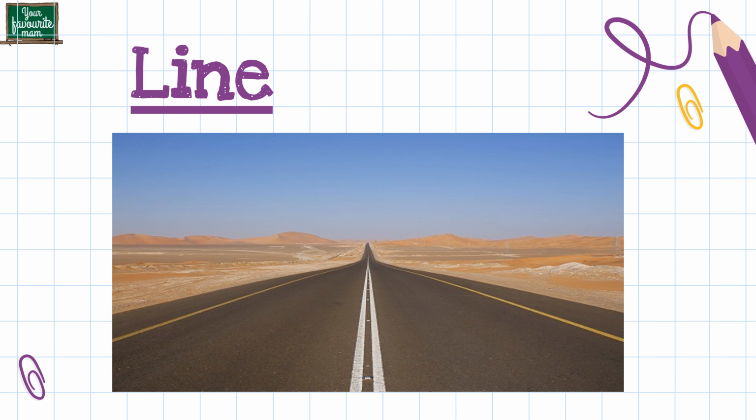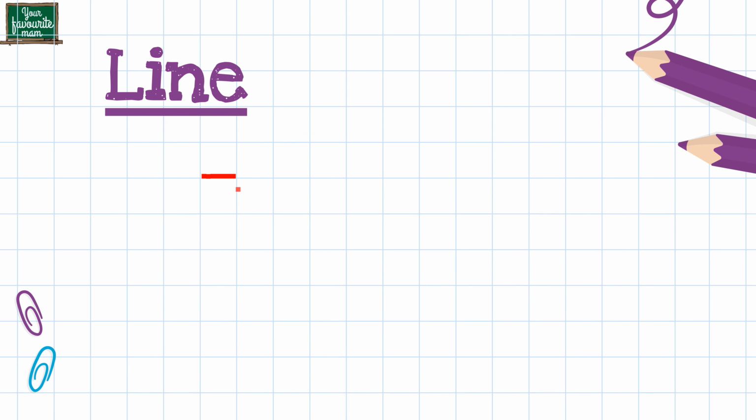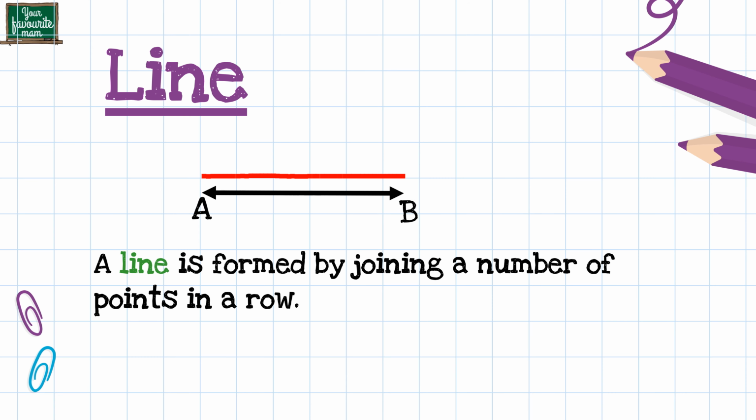The next is line. A perfect example of a line can be seen in the middle of the road, that is, the line on the center of the road. Another example can be the hands of a clock that tells us the time, or the imaginary lines around the earth like equator or prime meridian, or maybe even the orbit of the planets. They are all in a straight line. So a line is formed by joining a number of points in a row.